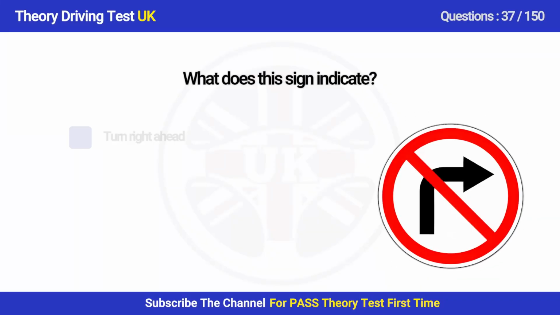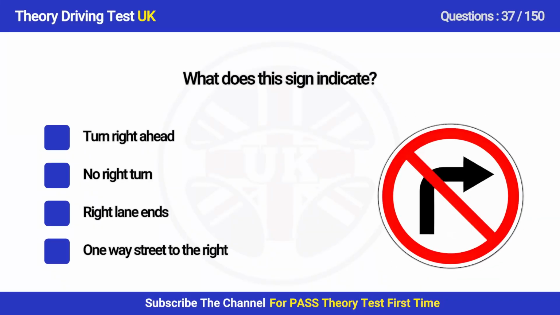Question 37. What does this sign indicate? A. Turn right ahead. B. No right turn. C. Right lane ends. D. One-way street to the right.